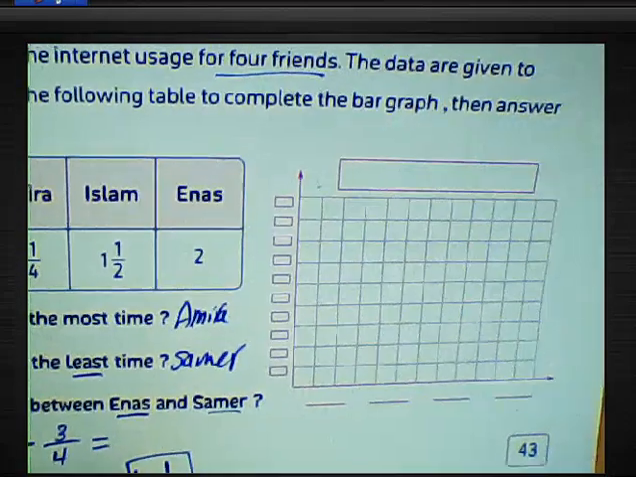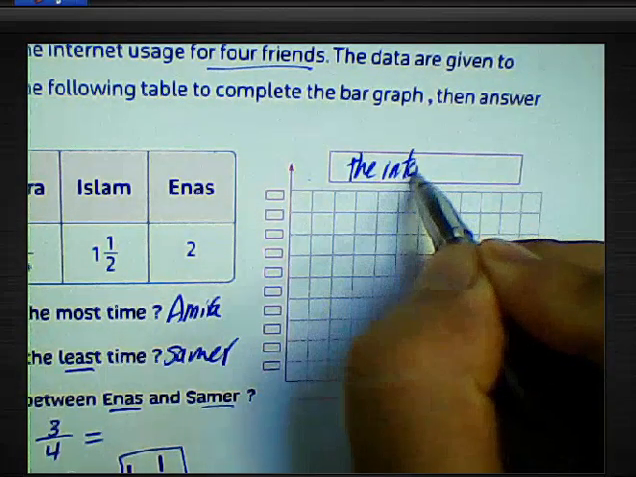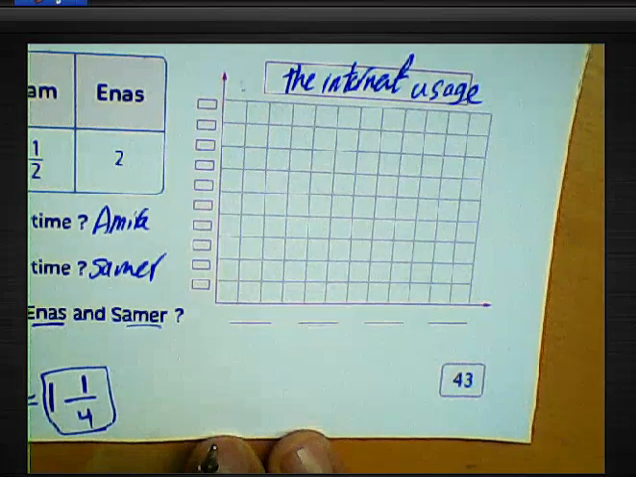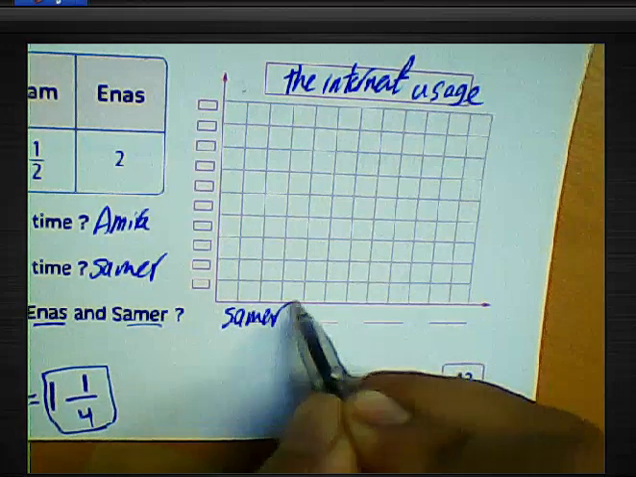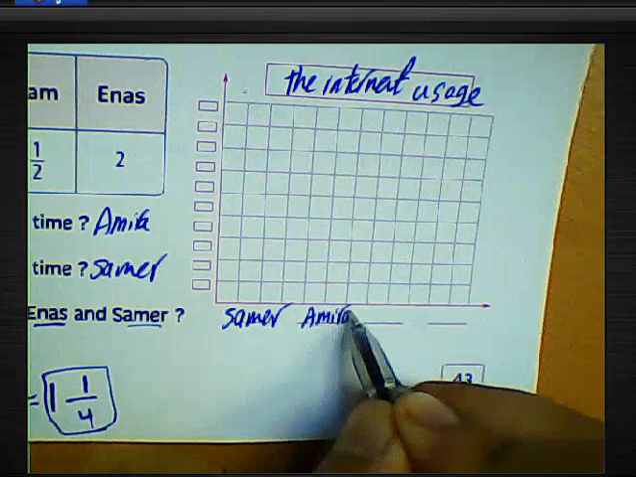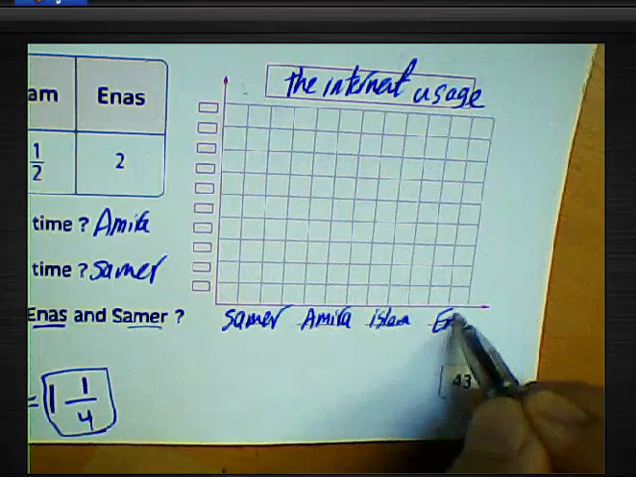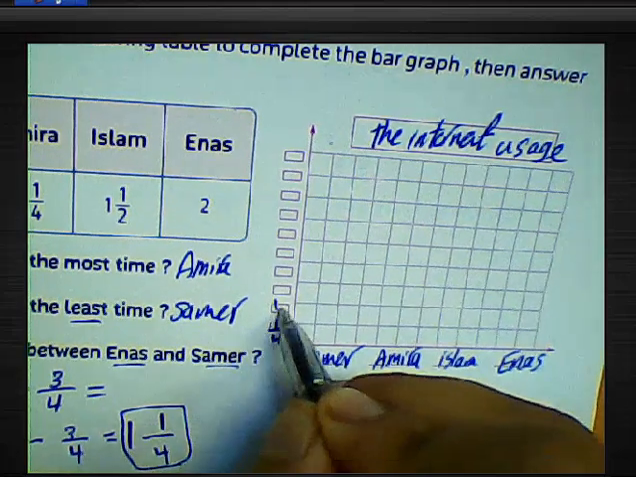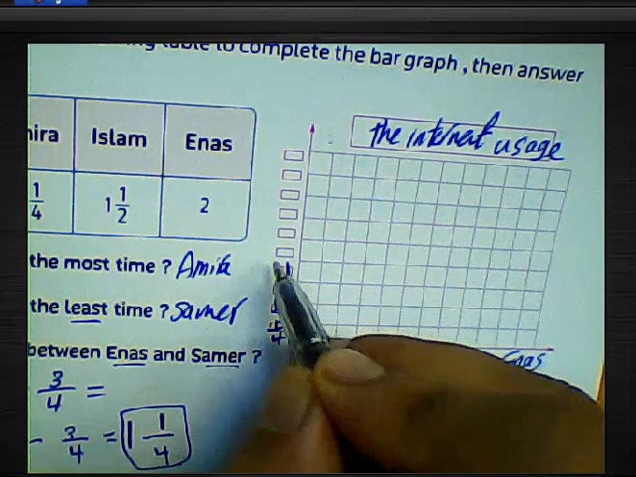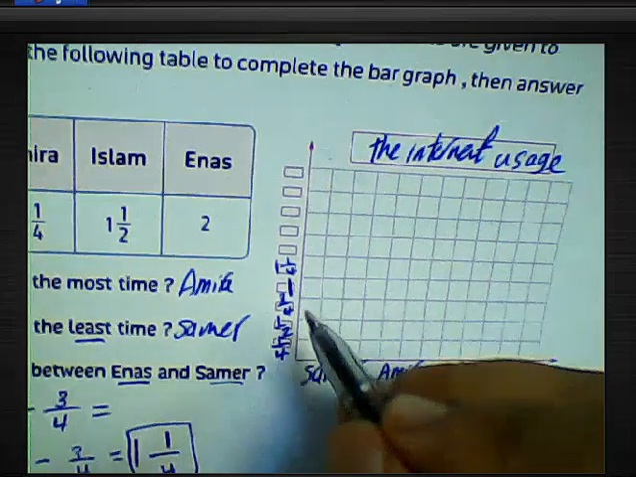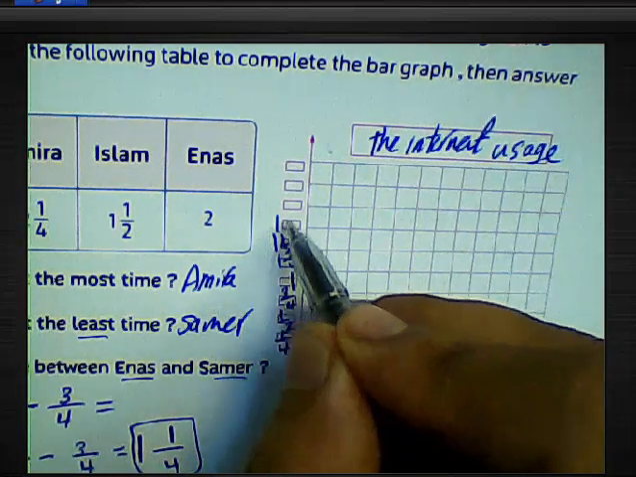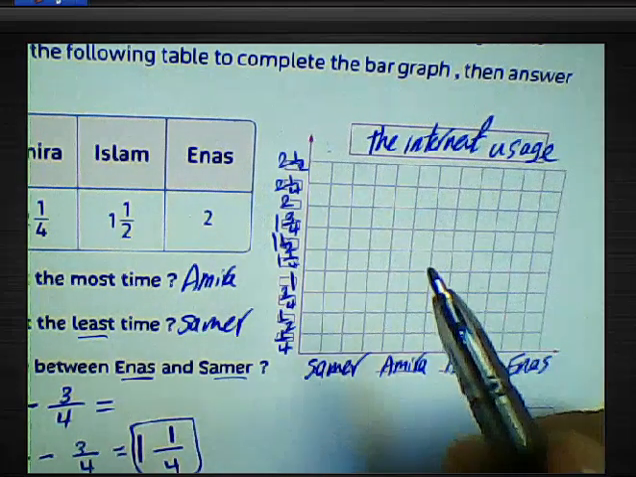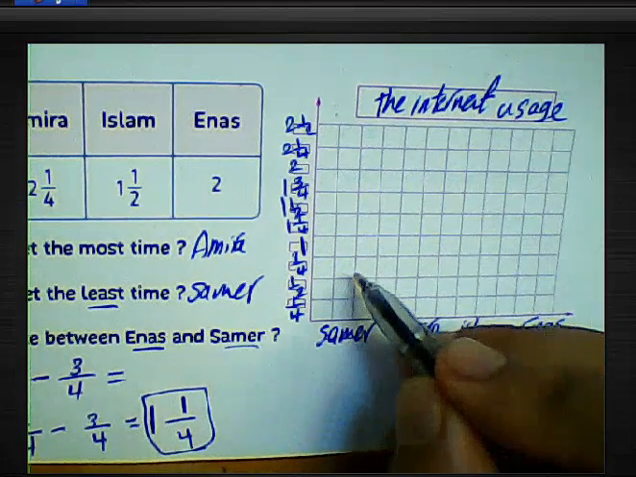Okay, we can draw the internet usage. We can write here Samir, here Amira, Islam, Inas, and we can write here zero, half, quarter, 1 and a fourth, 1.5, 1 and 3/4, 3/4, 2 and a fourth, 2.5. Samir was 3/4, 3/4 here.